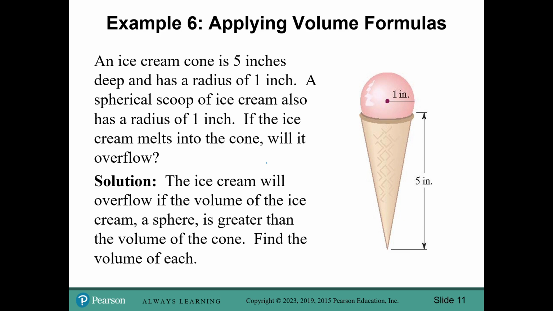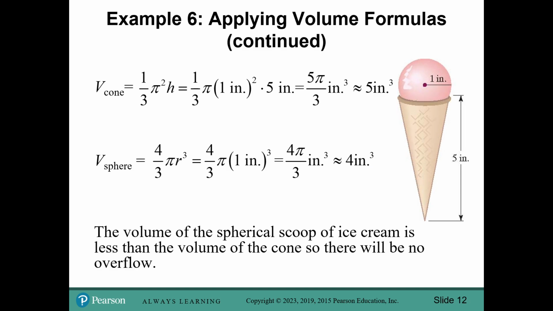Basically, what we want to do is compare the volume of each. If the volume of the cone is greater than or equal to the volume of the sphere of ice cream, then it will not overflow. If it is less than, it will overflow. Okay, so the ice cream will overflow if the volume of the ice cream, a sphere, is greater than the volume of the cone. Let's find the volume of each.